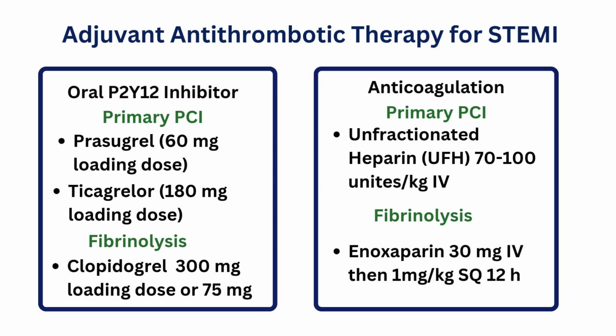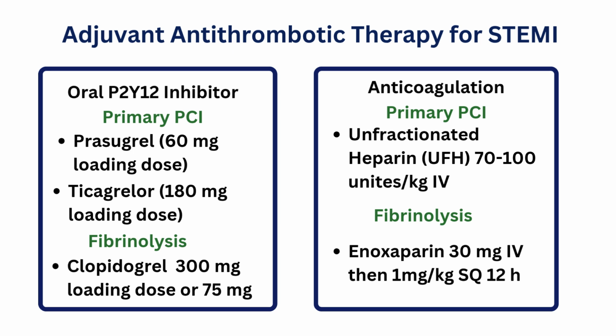Although we will talk later in detail about oral P2Y12 inhibitors, here we should mention the strategy of P2Y12 selection. So for patients going for primary PCI, the guidelines strongly prefer the potent agents Prasugrel 60 mg loading dose or Ticagrelor 180 mg loading dose over Clopidogrel because they achieve faster and more intense platelet inhibition.